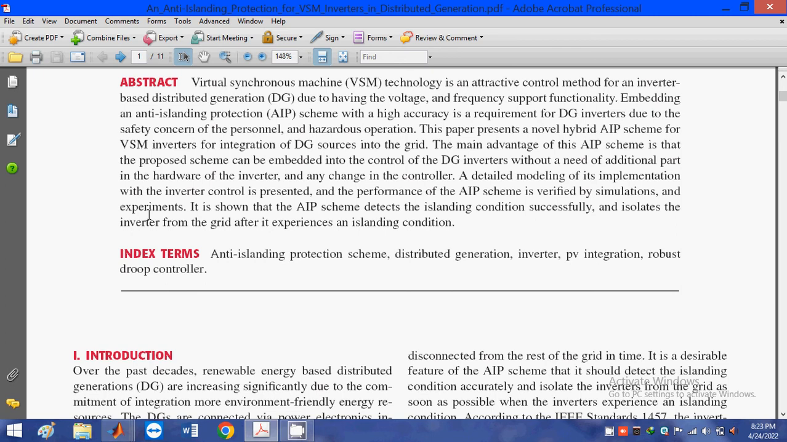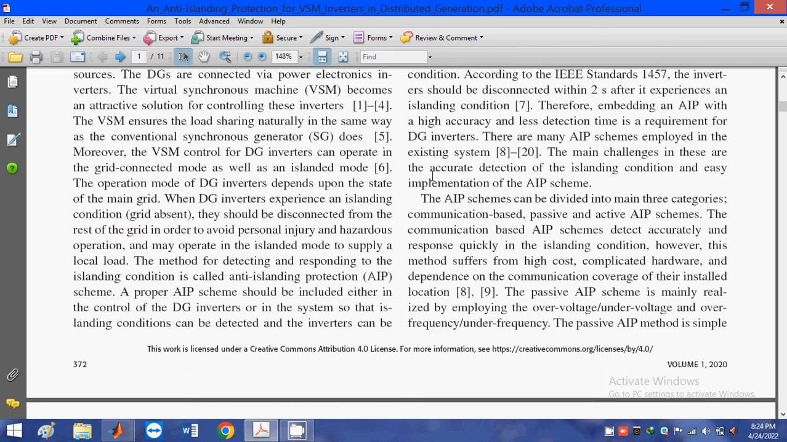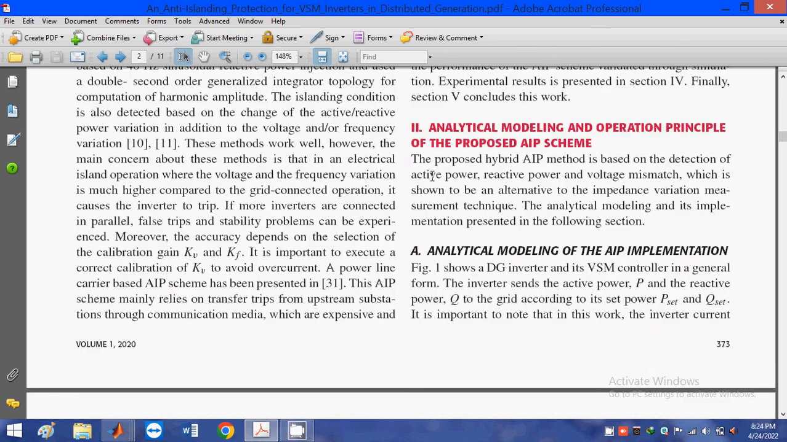For this purpose, I am using a novel hybrid control strategy. The control strategy used in this proposed scheme is the virtual synchronous machine control method with the anti-islanding protection scheme. So let's go through the proposed diagram. I will show you here.